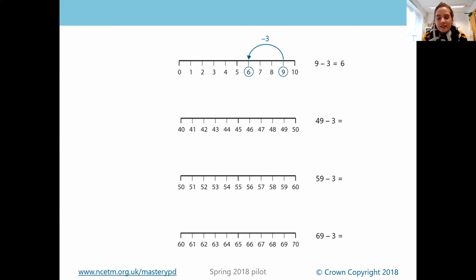So 49 take away 3 is 46. 59 take away 3 is 56. 69 take away 3 is 66. Excellent. And here we are, we're at the end now.